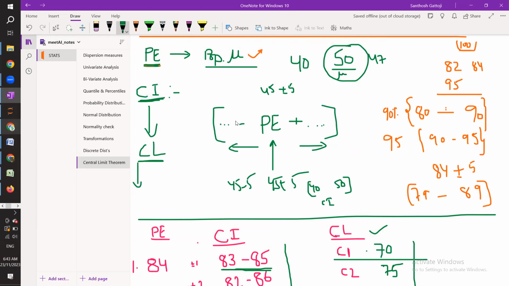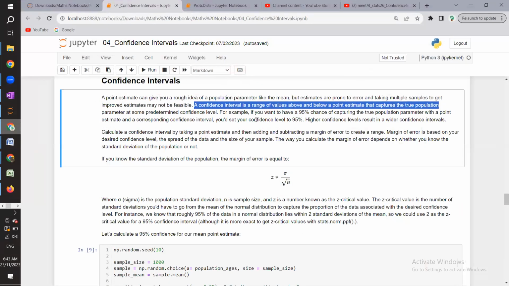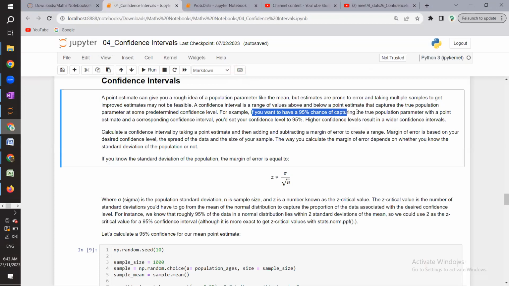And this range is called a confidence interval. You got the interval. We also understood that each confidence interval should have a confidence level associated with it. That means if you want a 95% chance of capturing the true population parameter with a point estimate and corresponding confidence interval, you would set your confidence level to 95. For each and every confidence interval, there should be some confidence level.